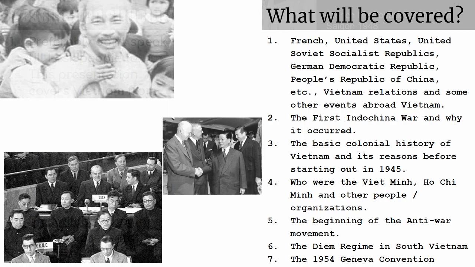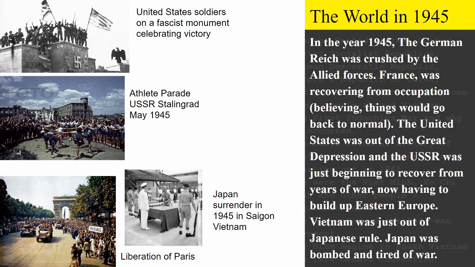So we're going to have basic colonial history. Who were the Viet Minh? Who was Ho Chi Minh, and a few other people and organizations. We have a little bit of the beginning of the anti-war movement, the Diem regime in South Vietnam, and the 1954 Geneva Convention.